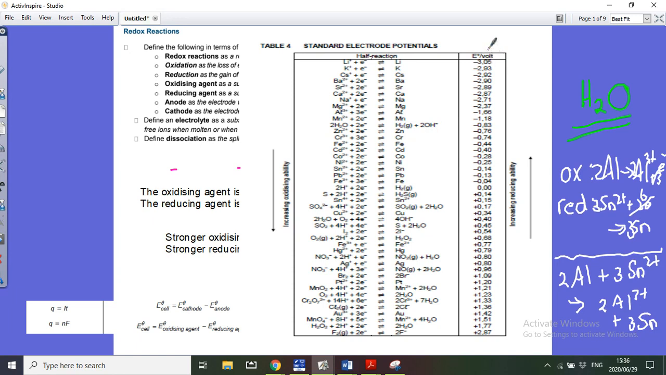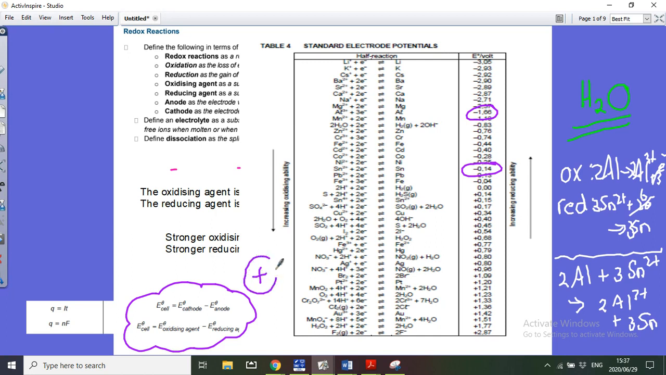So if those conditions are true, then we can use these values, and we can just go and use the equation on your information sheet and say E cell is E cathode, which is my reduction half reaction. So in this case, for tin, it would have been minus 0.14, and for anode is my oxidation half reaction, so that would have been minus 1.66. So minus 0.14 minus 1.66 will give me a positive answer, which again shows me that it was a spontaneous reaction.